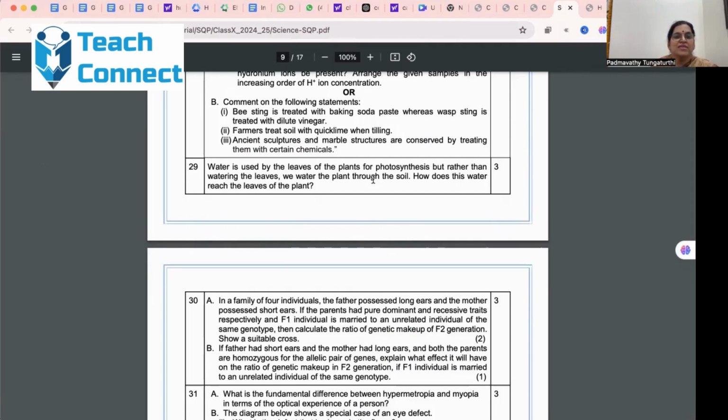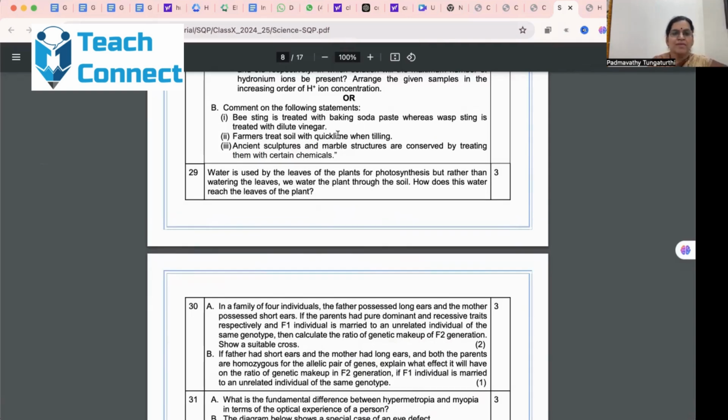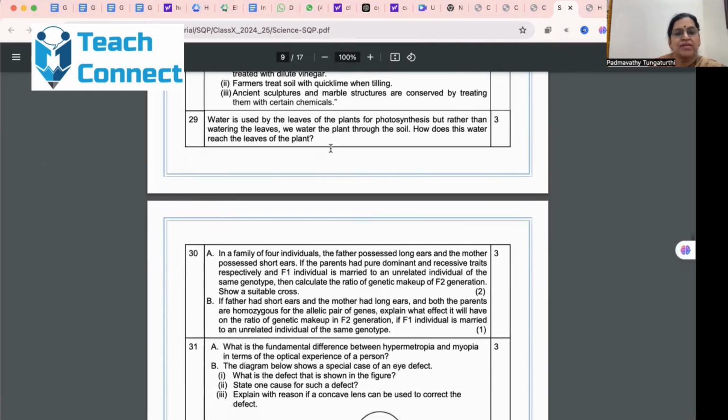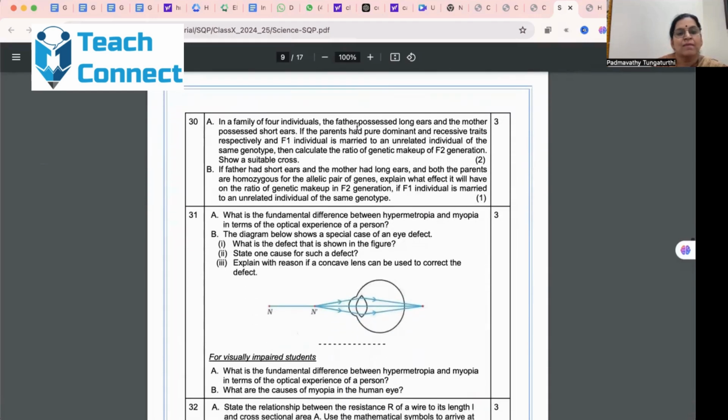And ancient sculptures and marble structures are conserved by treating them with certain chemicals. Marble structure, how is it conserved? This is again an application question. How is the water used by leaves of the plants for photosynthesis, but rather than watering the leaves, why do we water the soil? That is, whether the student is aware of the xylem and phloem. That's the concept over here.